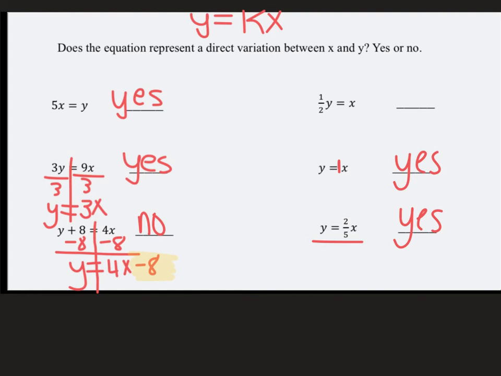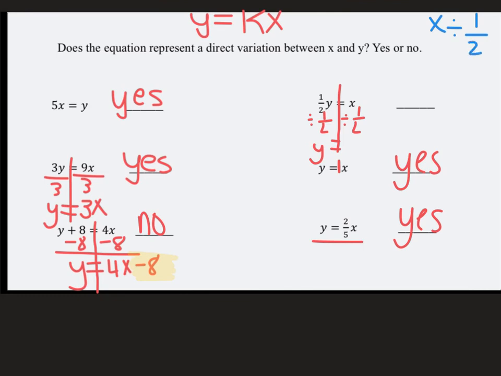Last but not least, 1/2 y equals x. Well, my y is not by itself, so I need to get it alone. 1/2 times y, so I need to divide by 1/2 on both sides. And I would be left with my y and my equal sign. Off to the side, I'm going to show a little work. I have x divided by 1/2.